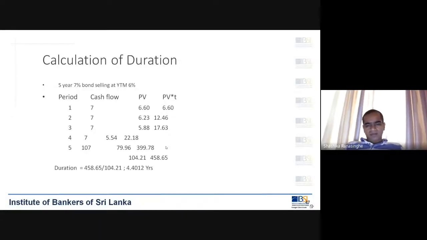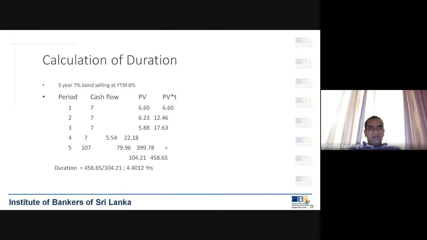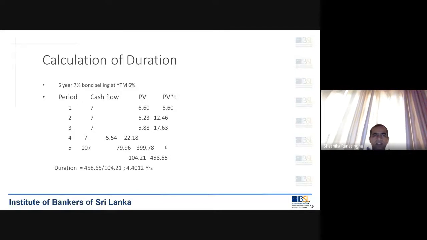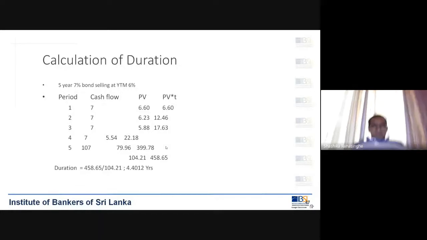So let's try this one. The next question. A 5-year, 7% coupon bond, yield is 6%.